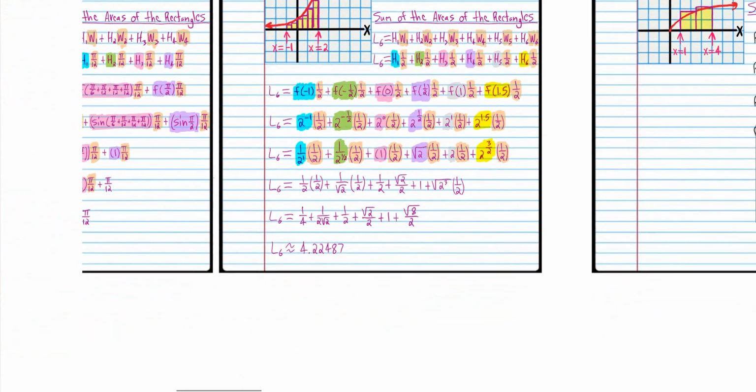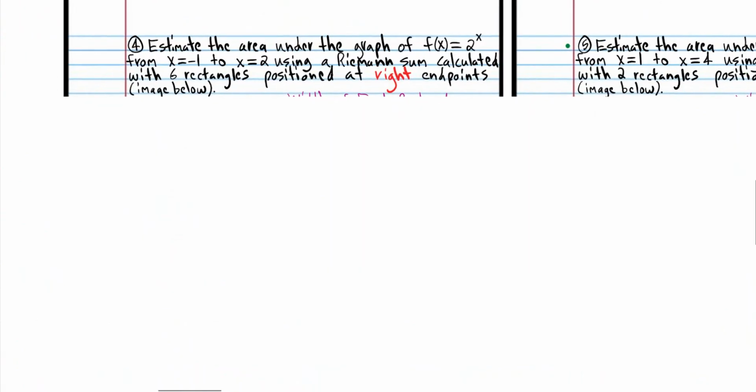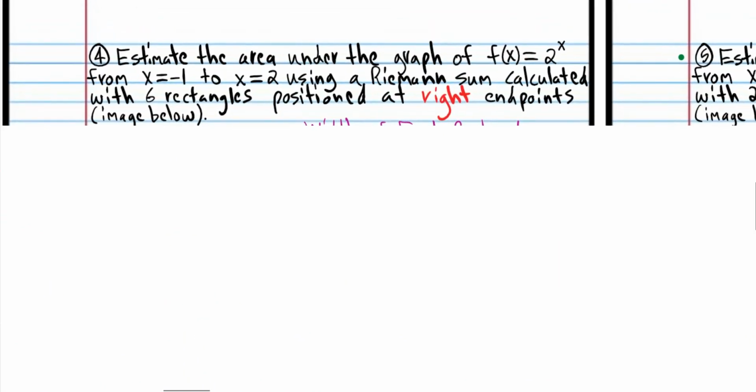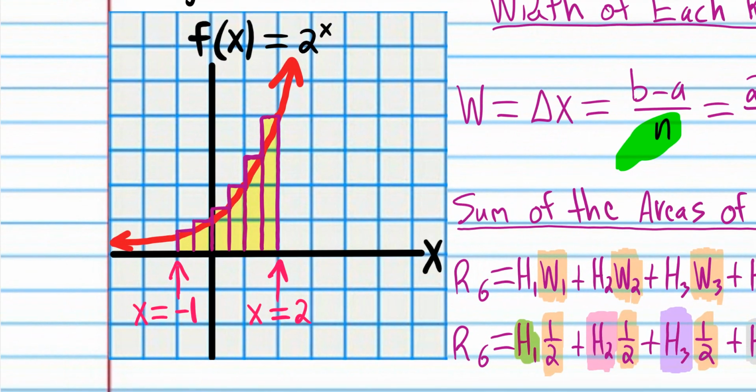Okay, so again, these are called Riemann sums. Now we're going to do the exact same thing that we did before, no difference whatsoever, except we're going to use right endpoints. So now we have to use the top right corner of each one of these rectangles. And again, what we're trying to do is estimate this area.